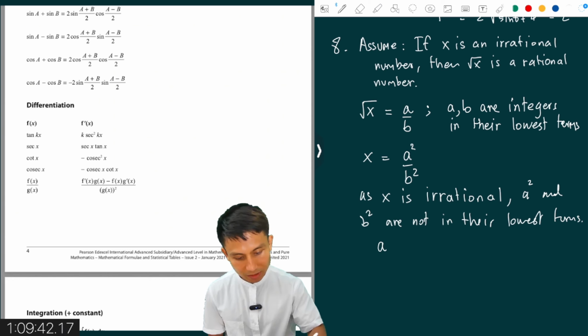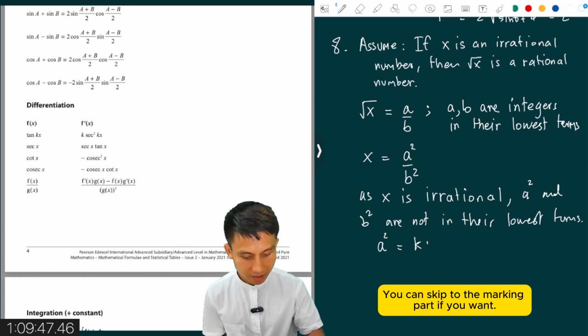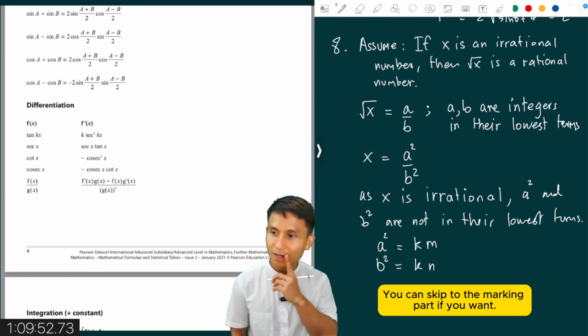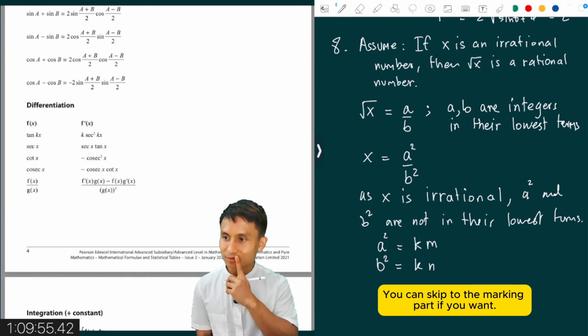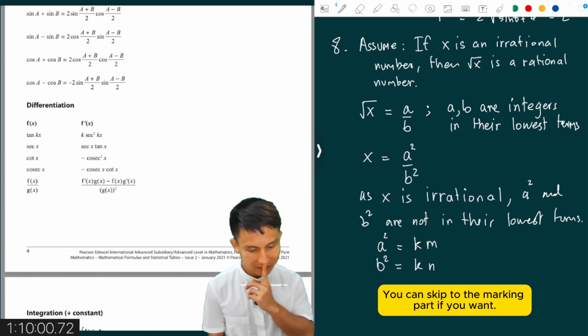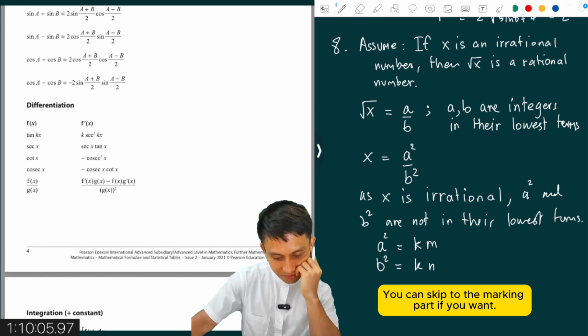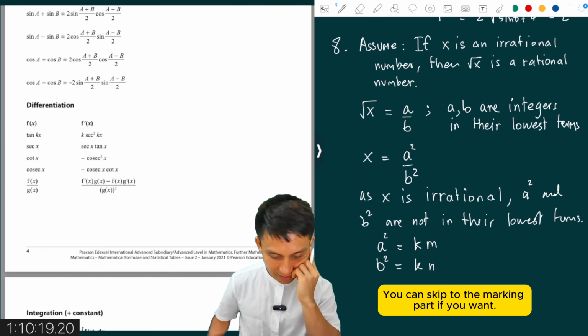Well, that means a squared is kind of like, if you can put a factor here, k m, and b squared is k n, like that. Because if they're not in their lowest terms, then you can cut them out like that. Is that kind of okay to do though? I'm just going to think about that. So x is irrational, a squared, and okay.